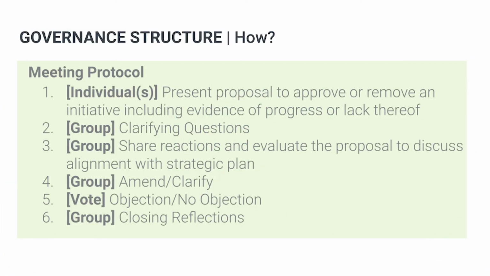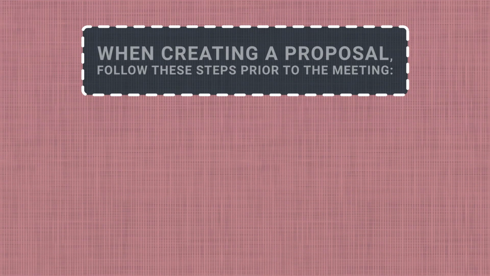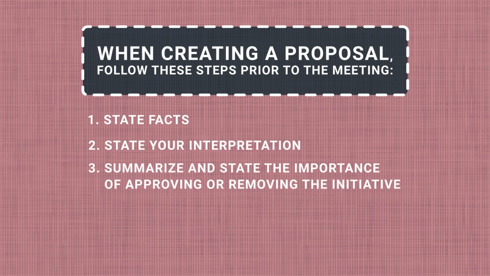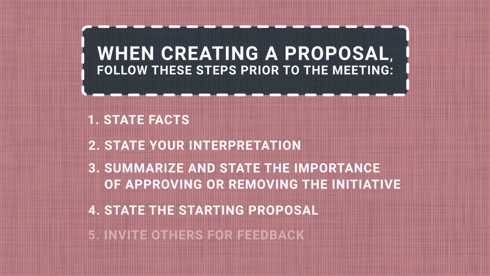This governance structure that we're about to share with you will show you how to present a proposal and structure it in a way that allows voice to be involved, along with that, decisions to be made. Number 1, state facts. 2, state your interpretation. 3, summarize and state the importance of approving or removing the initiative for this instance. 4th, start by sharing the proposal. And lastly, invite others to provide that feedback that you're looking to seek more information from.